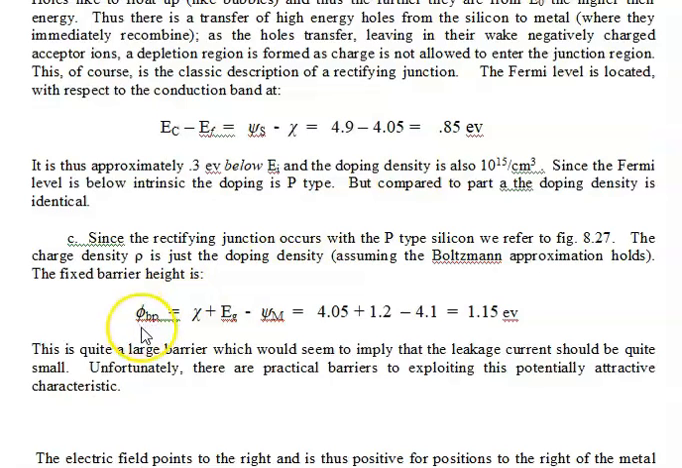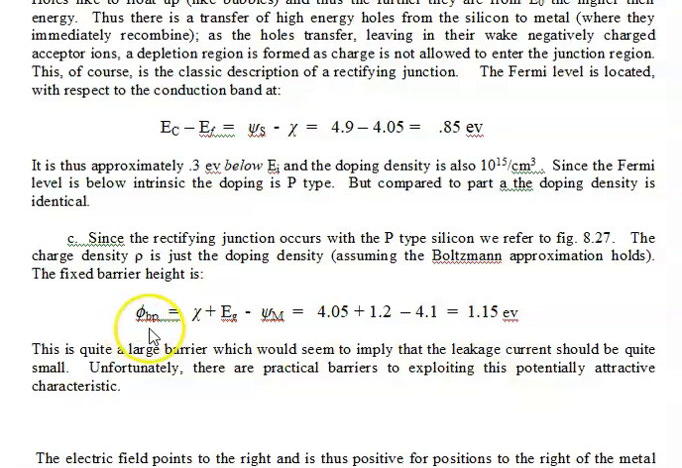The fixed barrier is given by this expression here, which again we derived in session, I believe it's session 15. We know the affinity is 4.05. We know the band gap is 1.1, 1.2, doesn't matter. One of those anyway. And for the metal work function, it's still aluminum. It's 4.1. So we found that the fixed barrier is now 1.15 eV.